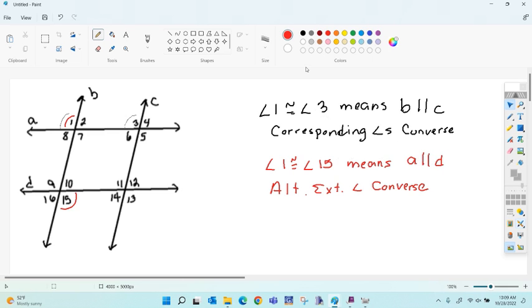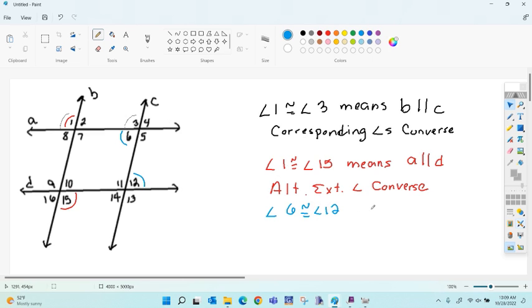Read, what's the next one? Which two is it? It's saying angle 6 and angle 12. Compare next: angle 6 is congruent to angle 12. Angle 6 congruent to angle 12. So if we're looking at 6 and 12, that means 8 is congruent to angle 10.